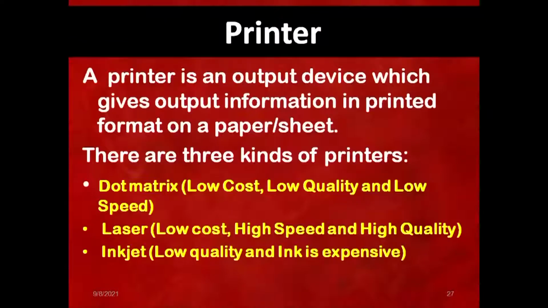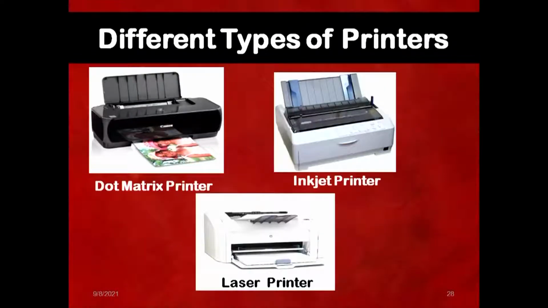Let us come to the next output device, which is the printer. A printer is an output device which gives the output information in a printed format on a paper or a sheet. Generally, there are three kinds of printers: dot matrix printer, laser printer and inkjet printer. Here I have given a few different types of printers. As you can see here, dot matrix printer, inkjet printer and the laser printer.